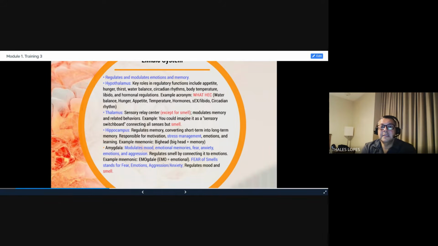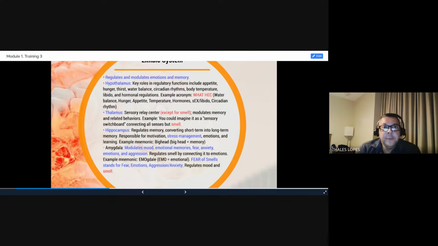The thalamus is the sensory relay of the brain, so that we don't get all the sensory input, smell, touch, visual, at the same time and we don't know what is going on. Now, the hippocampus is another very important part of the limbic system we need to know. It regulates memories. It converts what we learned today and how we are going to remember this in the future. So short-term memories and long-term memories, right?